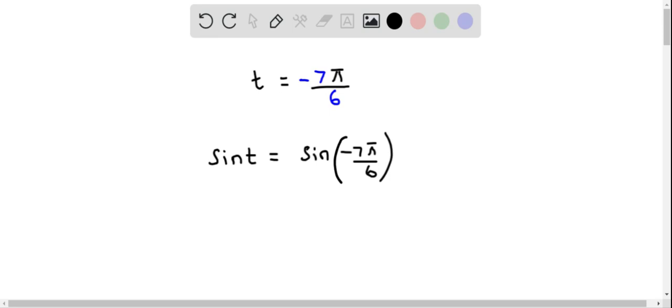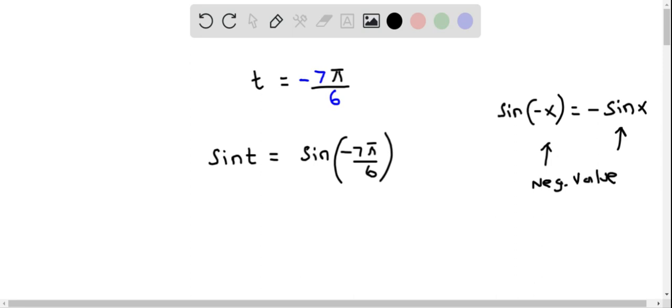So first I'm going to write down this identity, that is sine of negative x equals negative of sine x. Otherwise, we say that the sine of a negative angle equals the negative of the sine of the positive angle. So, using this identity, we can write this.